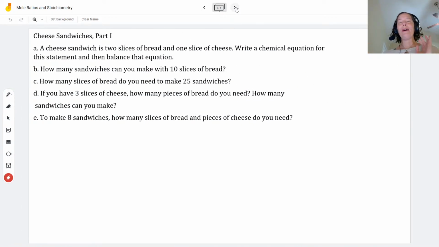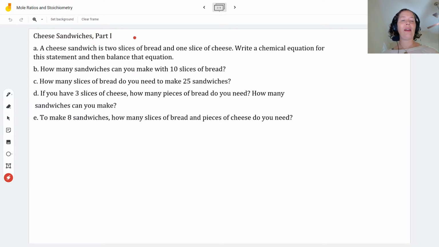Okay, so to start this off, I am not going to jump immediately into a chemical equation, but a situation that hopefully you have run across in your everyday life. We are going to talk about cheese sandwiches. And I did this because it's simple instead of having a lot of ingredients in it. Okay, so this is cheese sandwiches, part one.